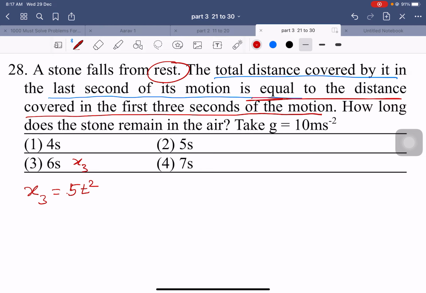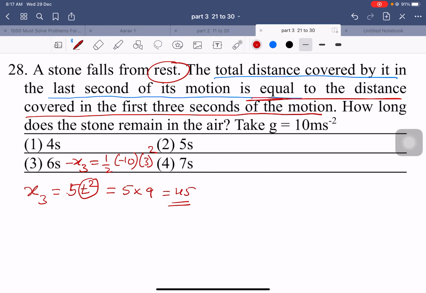So x3 will be equal to half at square, where a is minus 10, since the ball is coming down. T square means 3 square. 10 by 2 is 5, and 5 into 3 square, which is 9, gives 45. So the distance traveled in the first 3 seconds is 45.